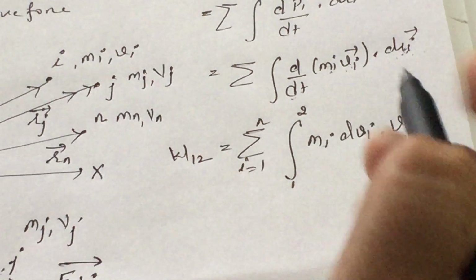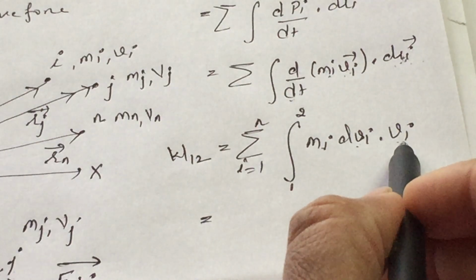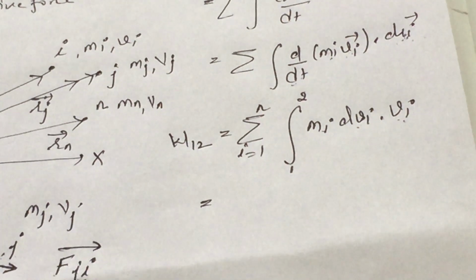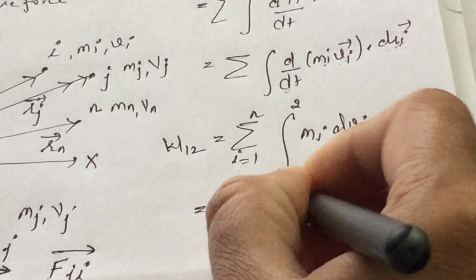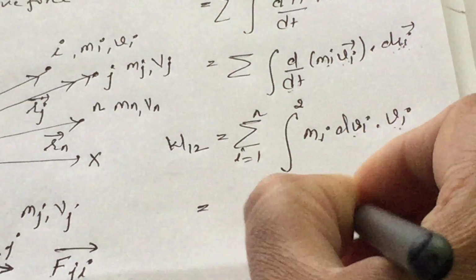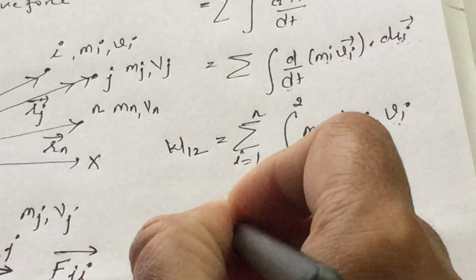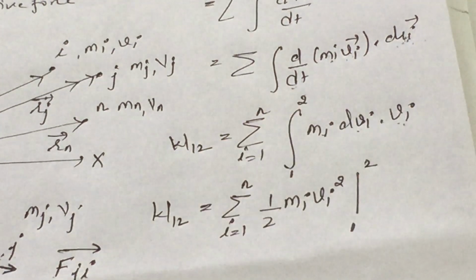Let us undergo summation for these two terms. Here, for the integral of velocity, we increase the power of velocity by 1 and divide by the new power. You will have half of mi vi square, with limits from 1 to 2, and the summation is from i equal to 1 to n. This is the total work done.